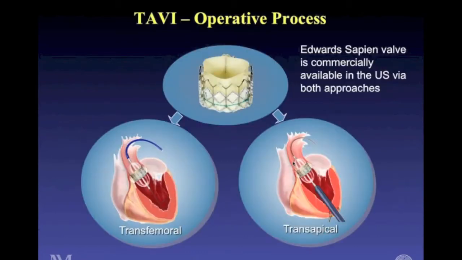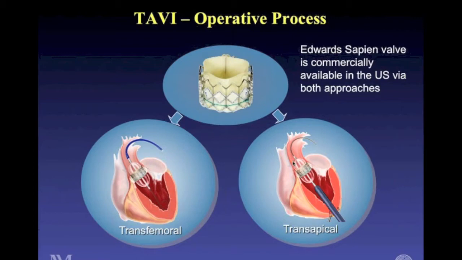So this is what the valve looks like. It's a cow valve that's actually mounted on a stent, and for those of you that may have had coronary artery treatments, these are the types of stents that are used in the heart, in arteries, and are used in other vessels, like in the carotid arteries or the leg arteries.